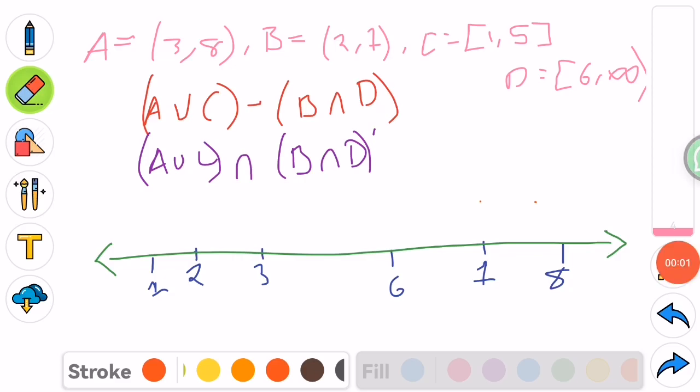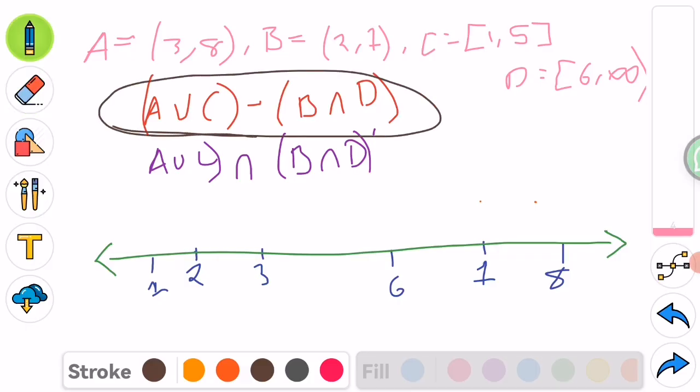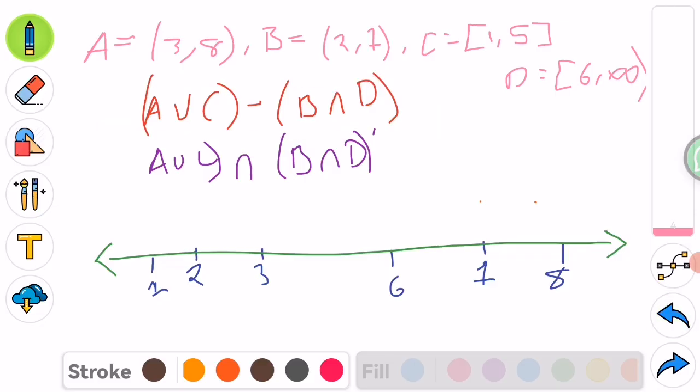Okay, so they were being given four sets, and then we are supposed to find this value here. Sorry, what did I just do? I rubbed stuff. Alright, back. So then we are supposed to find out what this combination of sets should give us.